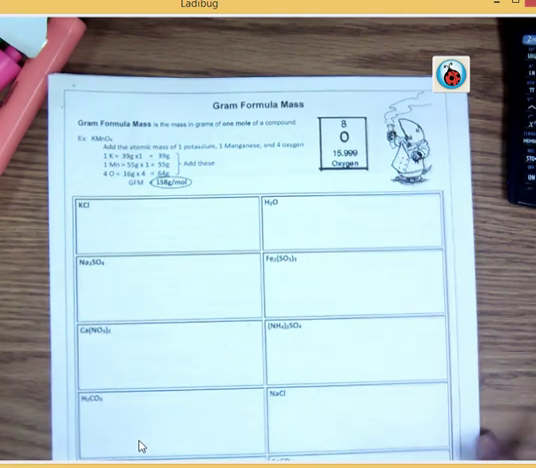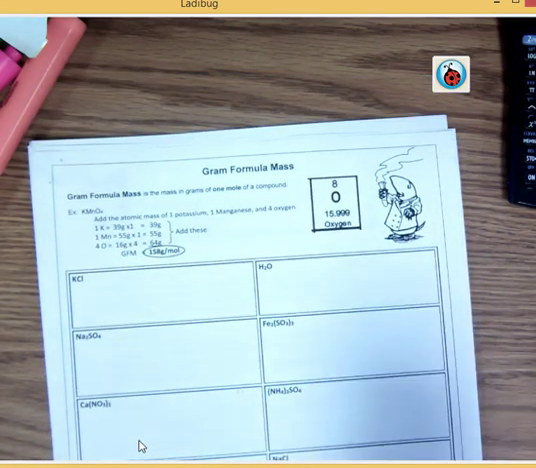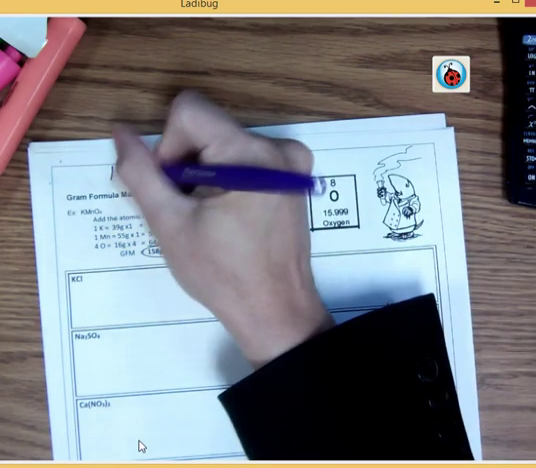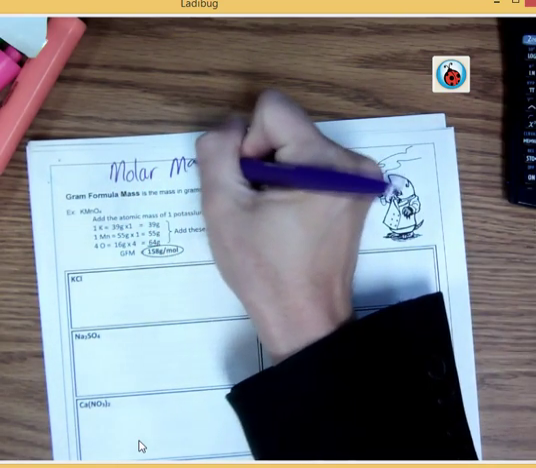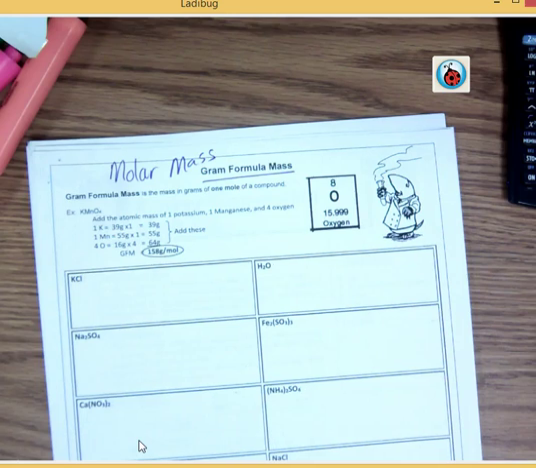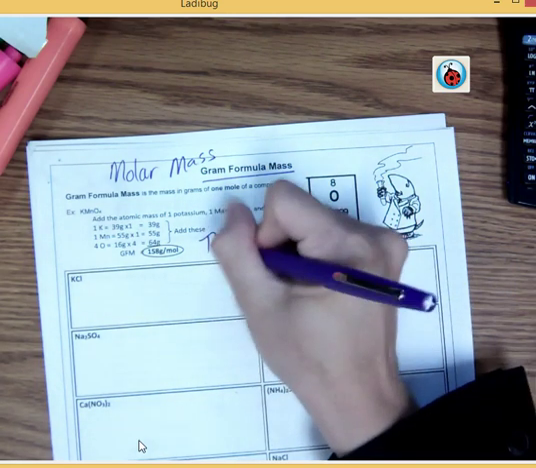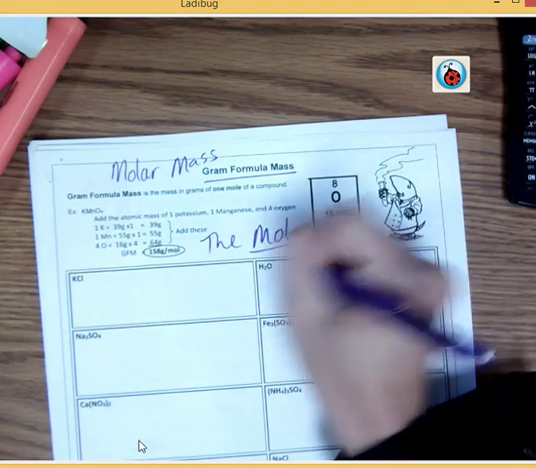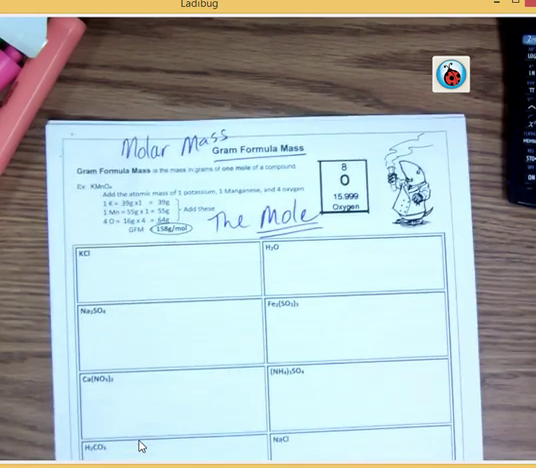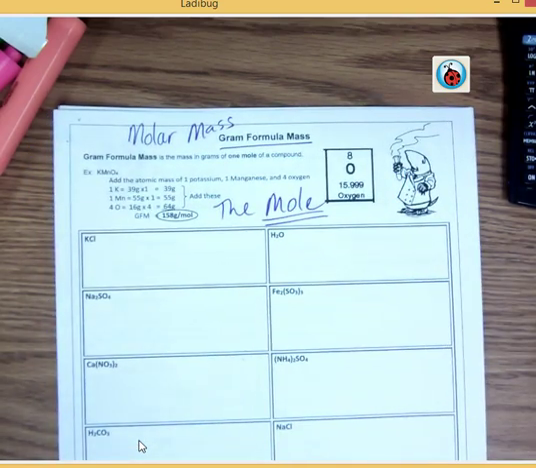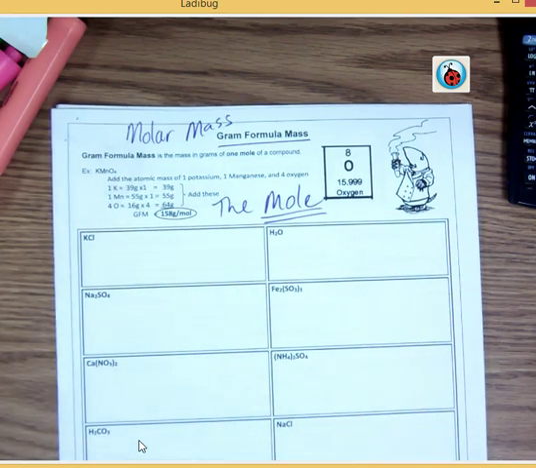Okay? So the first thing we're going to start with is the gram formula mass, or very commonly, it's called the molar mass. In this unit, you learn a lot about this concept called the mole. Okay? And the mole is really just a unit, a unit of measurement. There's a lot about the mole. You can get the mass from a mole of something. You can get the number of particles, and so today we'll focus on the mass.